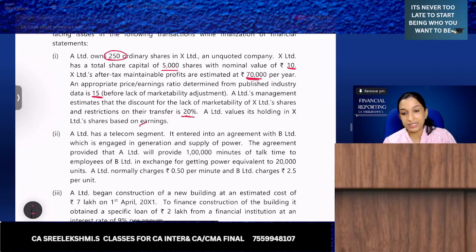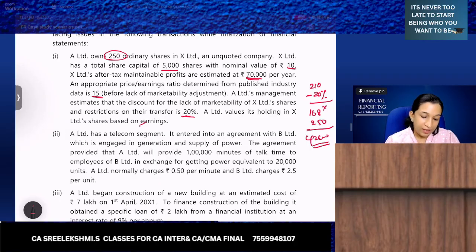So their profits is 70,000. Price earning ratio is 15. So 70,000 divided by 5,000 is the EPS 14. 14 into 15, 210 should be the value per share. Minus, there is a 20% discount. So minus 20%, 168 is the value per share into 250. 42,000 is the total value of shares, fair value of shares.